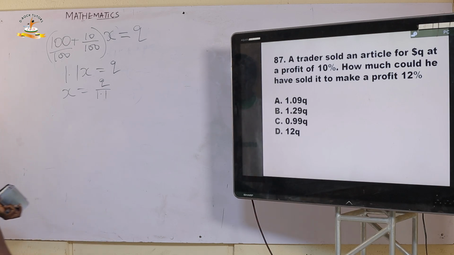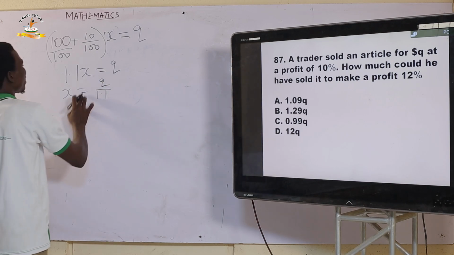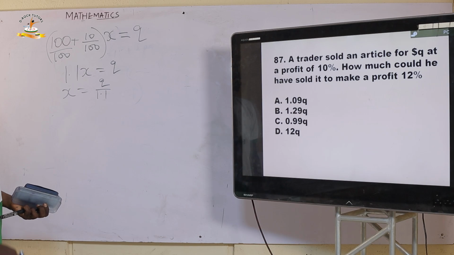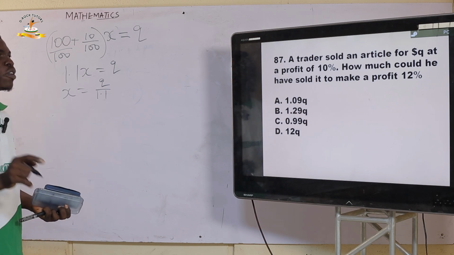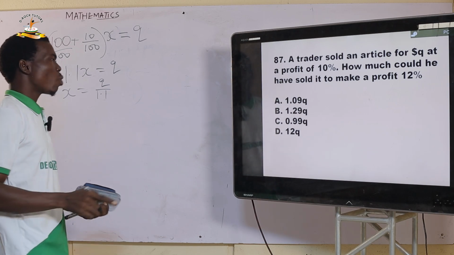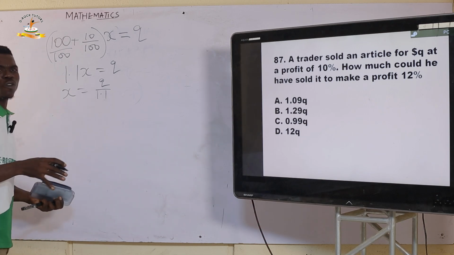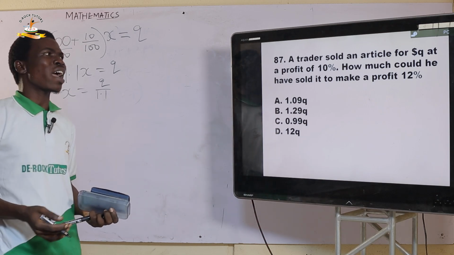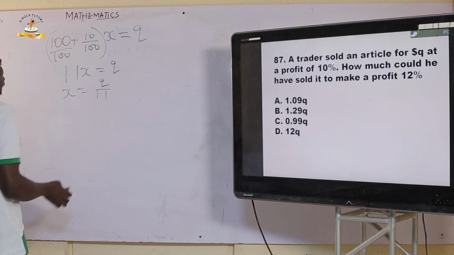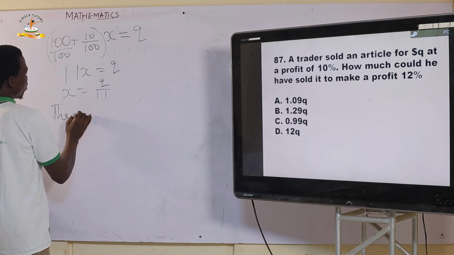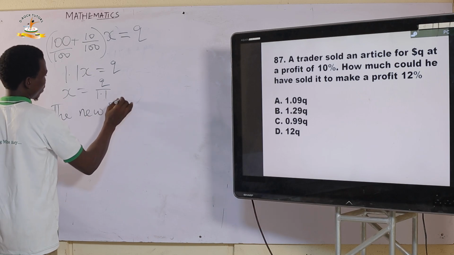In this case, he wouldn't sell it for the price which was originally the cost price. He has to sell it for 1.12. Why is it 1.12? Because he has to sell it for the price for which he bought it and make an extra 12% gain. So this is going to be the new selling price.